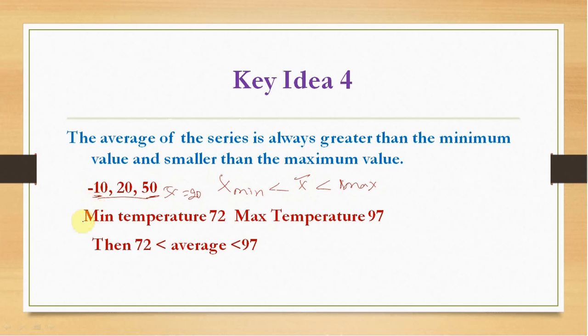So we can take another example. The minimum temperature of a city is 70 degrees Fahrenheit and the maximum temperature is 97 degrees Fahrenheit, then the average temperature will be greater than 72 but smaller than 97.